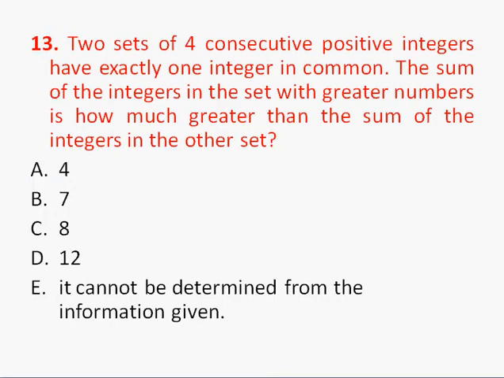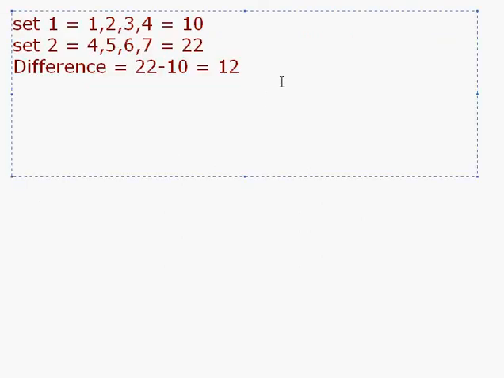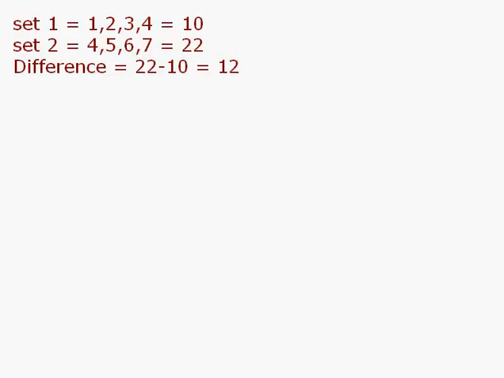Alright, so what was the question? The question was, the sum of the integers in the set with greater numbers is how much greater than the sum of the integers in the other set. So it is 12 if we do it like this. But now you must have some doubt about why it is like this. Your answer could be wrong.